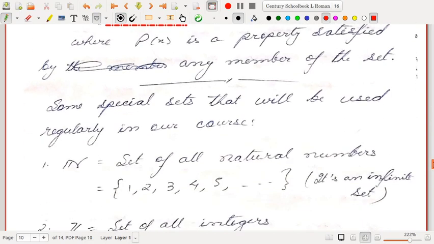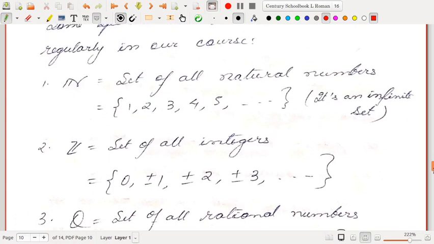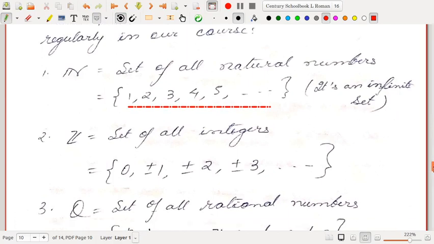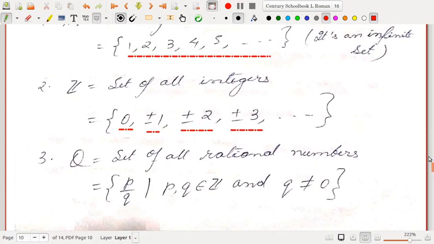So some special sets that will be used regularly in our course are the set of natural numbers, the numbers that we use for counting: 1, 2, 3, 4, 5, 6. You keep on adding 1, you get new numbers. The set of all integers, the positive and negative natural numbers including the number 0. So 0, plus minus 1, plus minus 2, plus minus 3, that way the list goes on. So these are all infinite sets. There are infinitely many elements, meaning the list will never end.